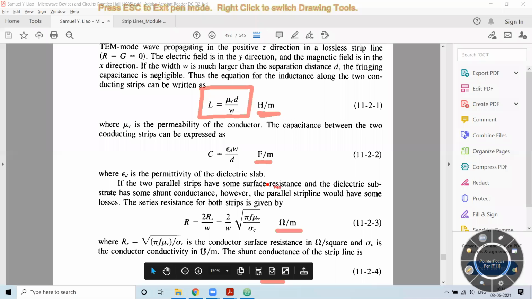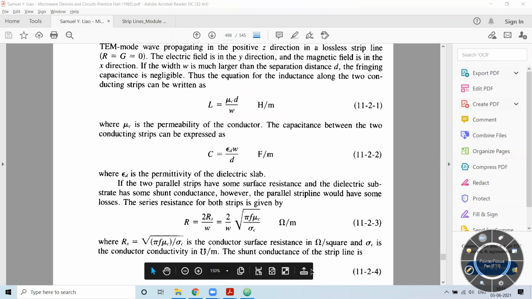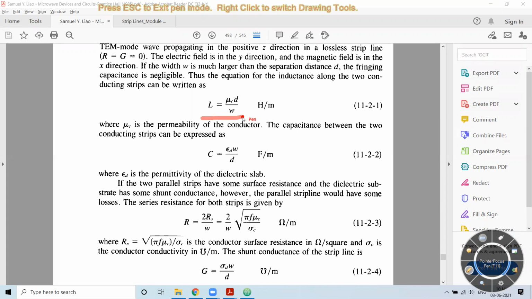So here you can see it is Henry per meter, this is Farad per meter, this is Ohm per meter, and this is mho per meter. In this case, the inductance, the distributed parameter for the parallel strip line, is given as mu c into d divided by w. Similarly, when we consider the capacitance, it is epsilon d. This is the permittivity, which actually includes both epsilon naught and epsilon r. In order to distinguish that this is due to a dielectric, we just replace it as epsilon rd, just the representation.